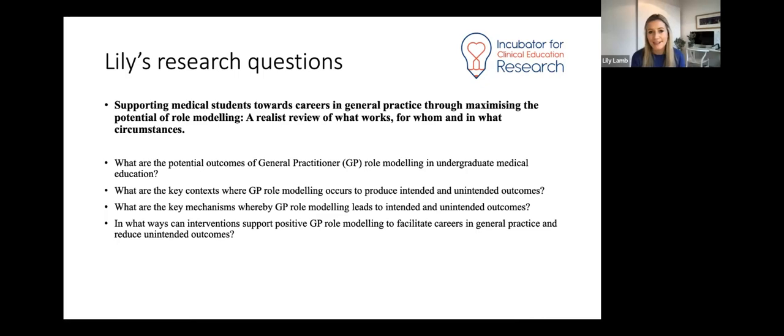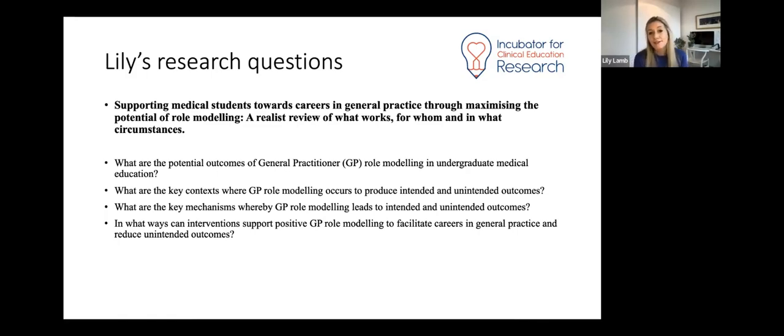perhaps a GP teaching in a surgery where there's really high levels of deprivation and a really complex group of patients might be quite a different role model to someone who's in a more protected and well-staffed environment. So I'm hoping that my research will be able to look at some of the granularity around the different types of settings that we're teaching our undergraduates in.